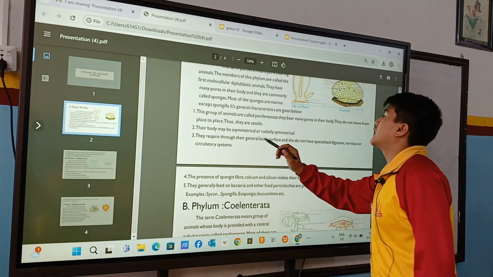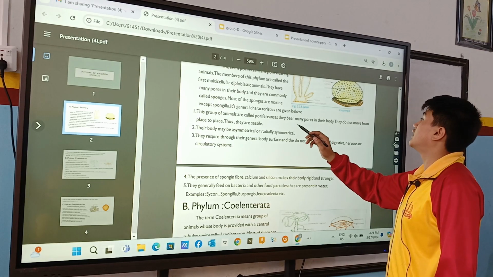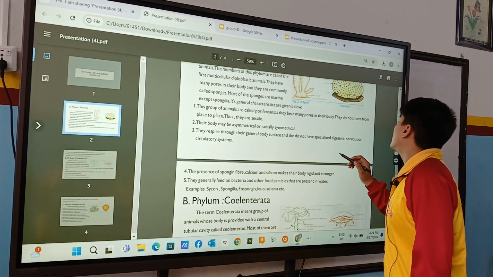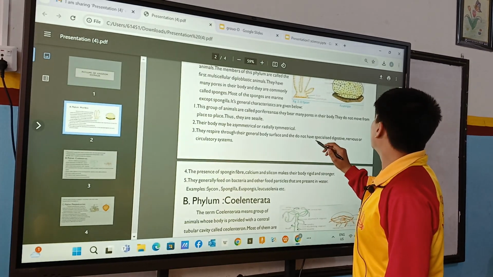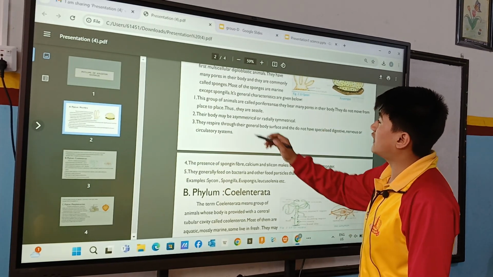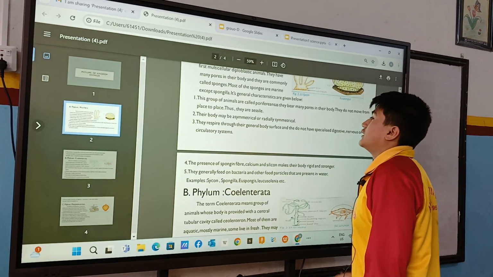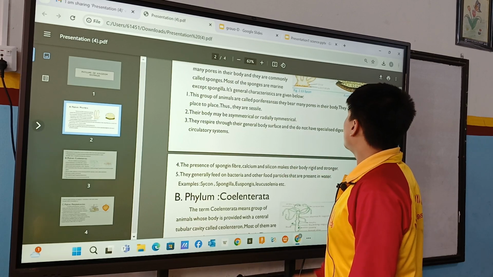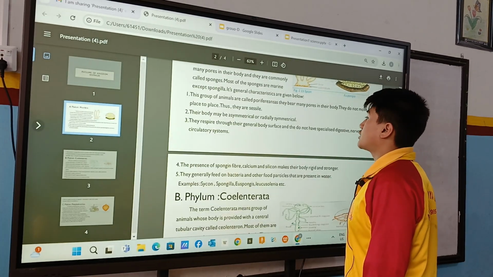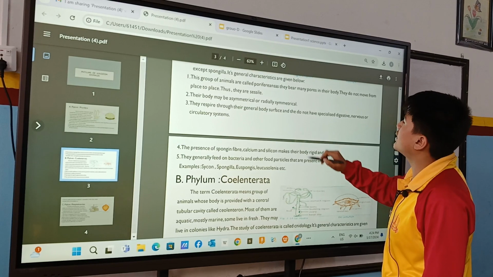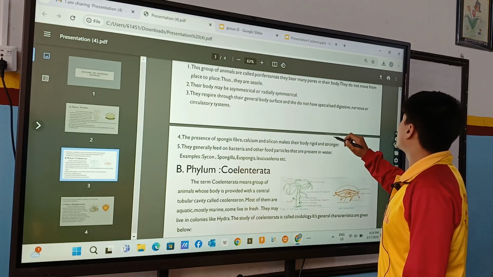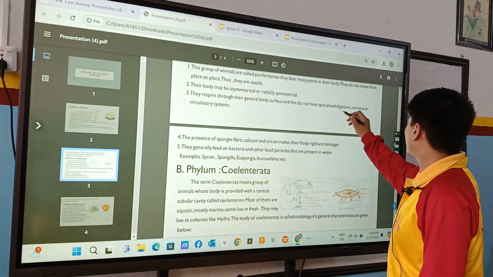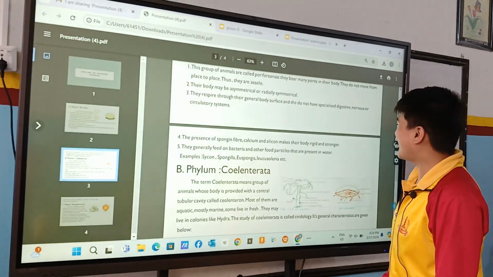This group of animals are called poriferans. They have many pores in their body. They don't move from one place to another. That's why they are called sessile, and their body may be radially symmetrical, and they respire through their general body surface, and they don't have specialized digestive, nervous organs, etc.